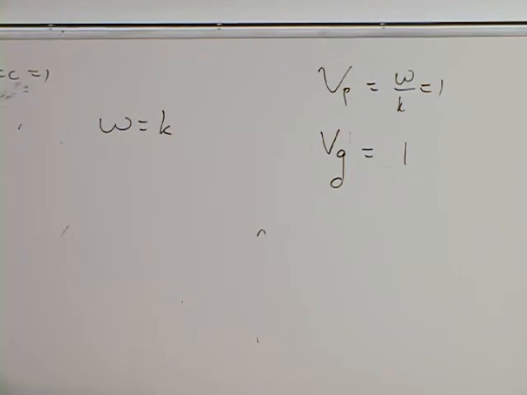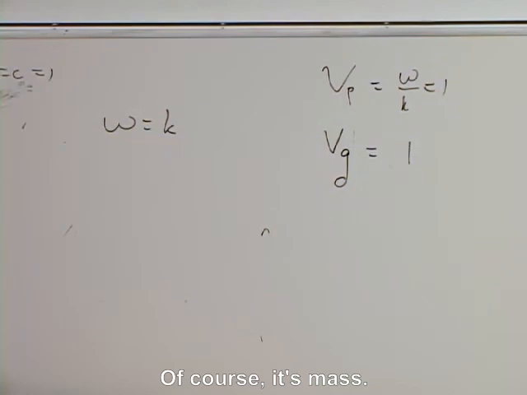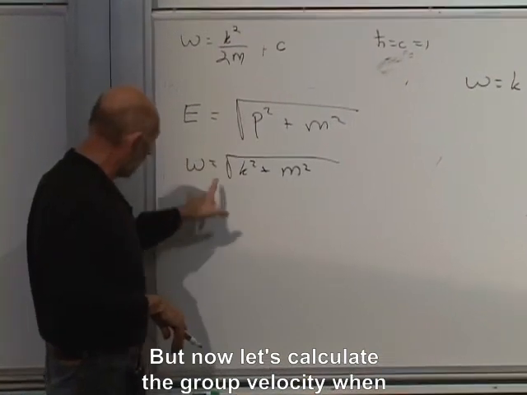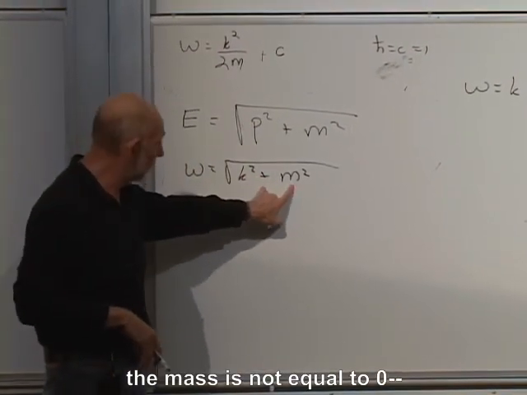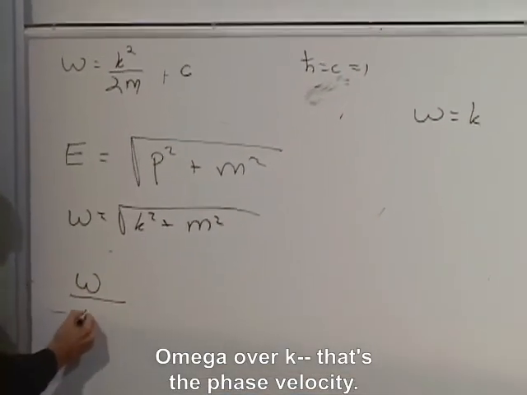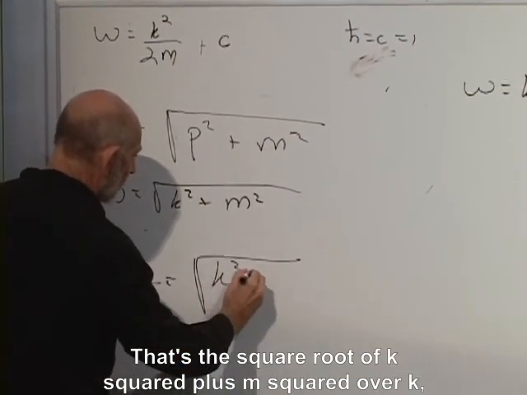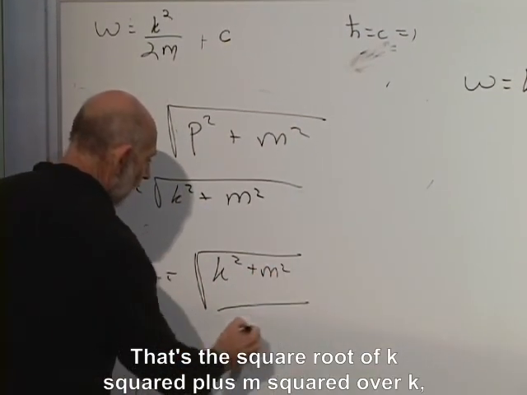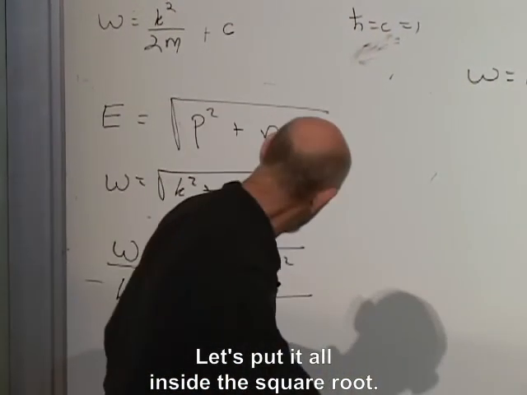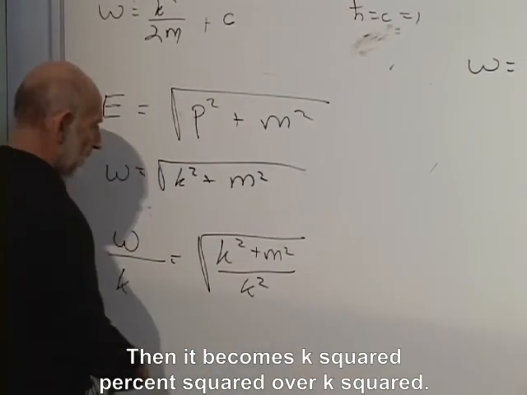All right, so forget that this is mass. Of course it's mass. Energy equals square root of momentum squared plus mass squared. All right, but now let's calculate the group velocity when the mass is not equal to 0. Well, both of them. Omega over k, that's the phase velocity. That's the square root of k squared plus m squared over k, but let's put it all inside the square root. Then it becomes k squared plus m squared over k squared.